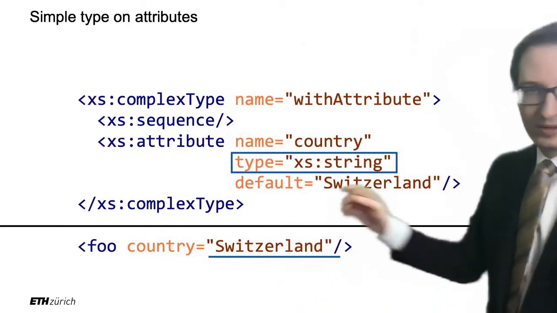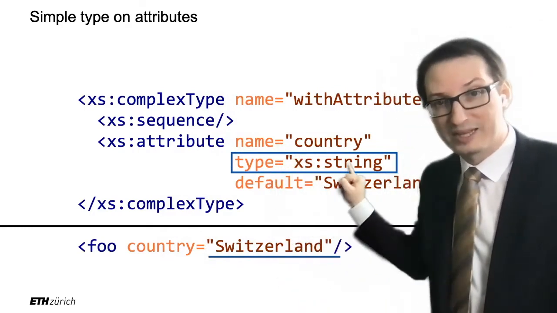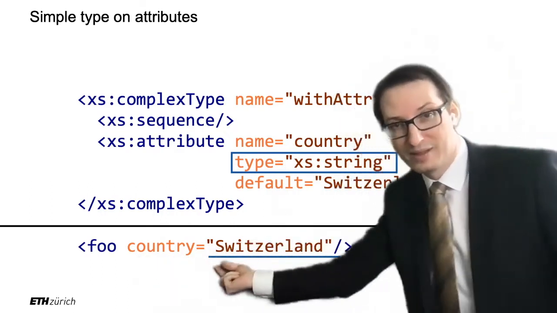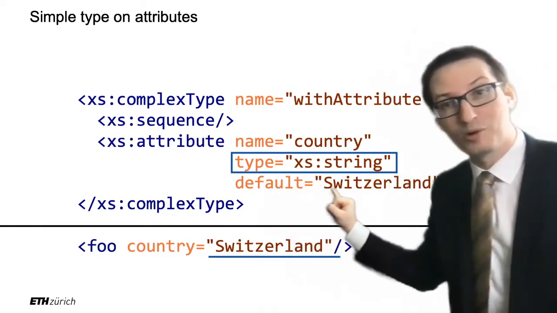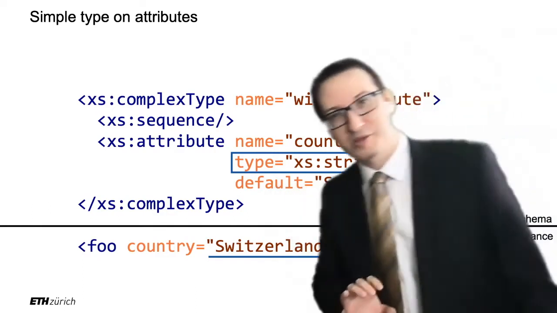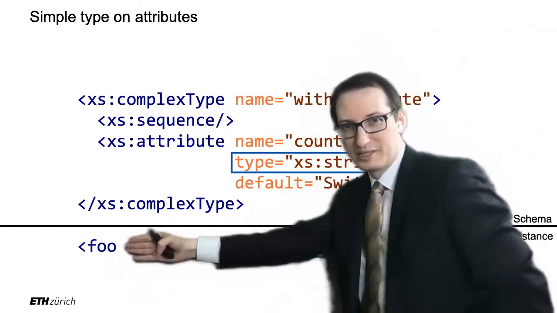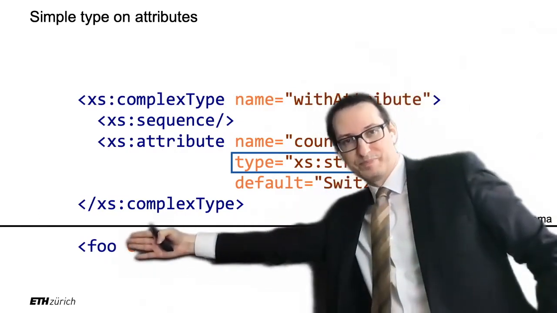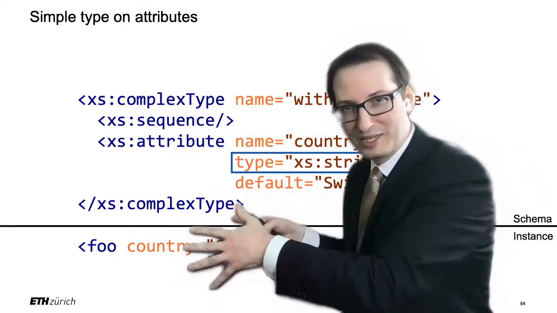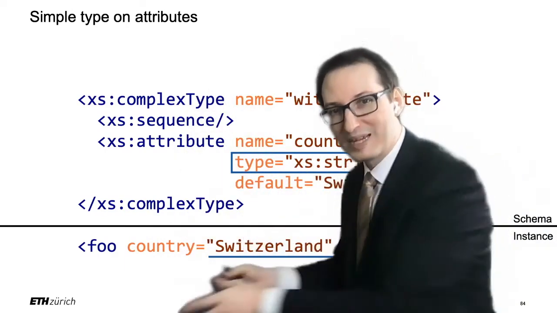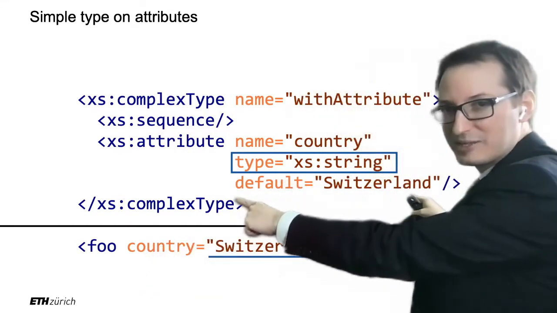You can also constrain the types on attributes. So you can have an attribute country that has the type string. So you see country has the type string. And here, that's a question you ask. There's a default here, Switzerland. What does that mean? It means that if the attribute is missing, imagine that I have this in my instance, what would happen is that the engine that does the validation will automatically add back country equals Switzerland, because that's the default in there.